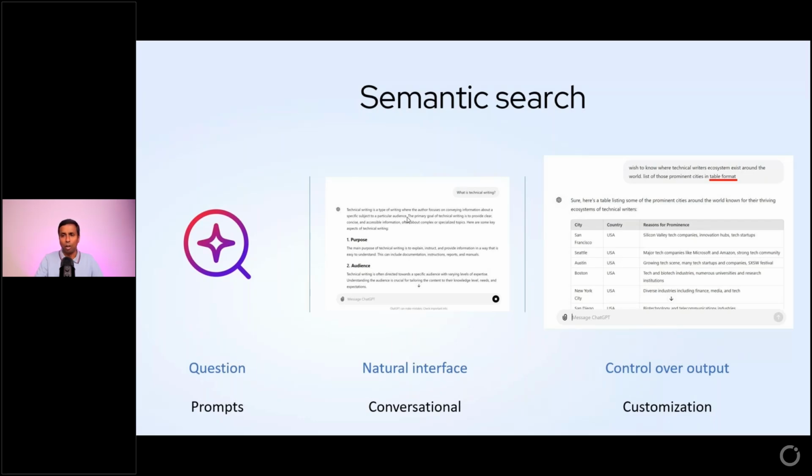In this scenario, you can see I want some kind of information in a table format. So I'm asking ChatGPT, I wish to know more about the technical writers' ecosystem, and you list based on the prominent cities in table format. So table format is the key. So as a consumer of this search, you have control over your output.